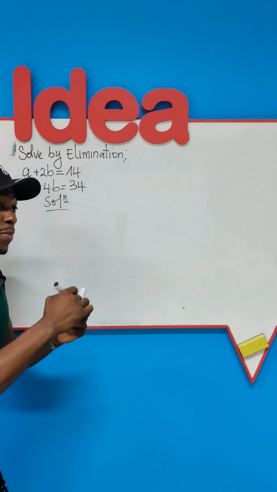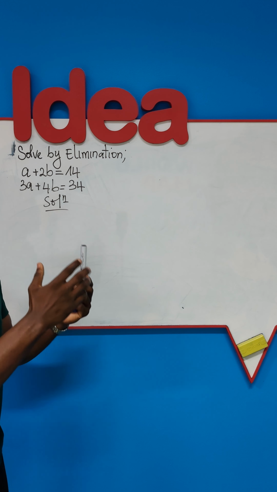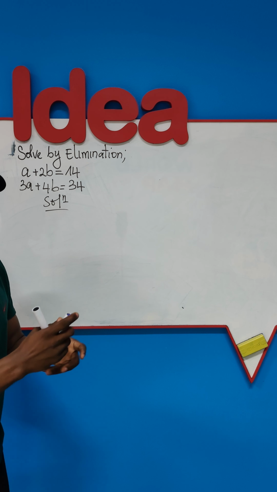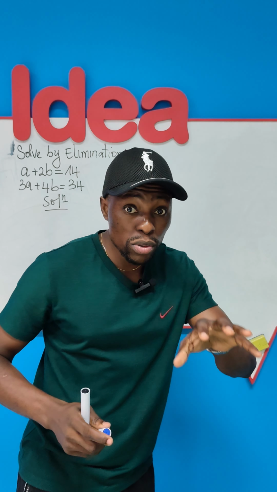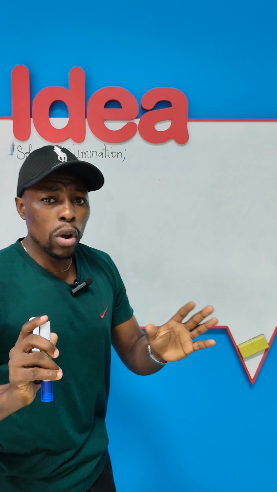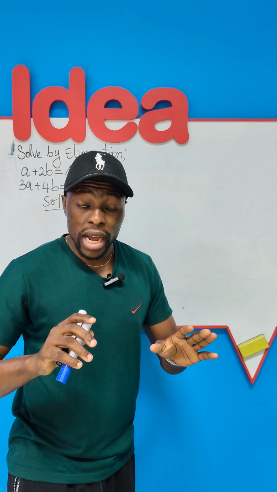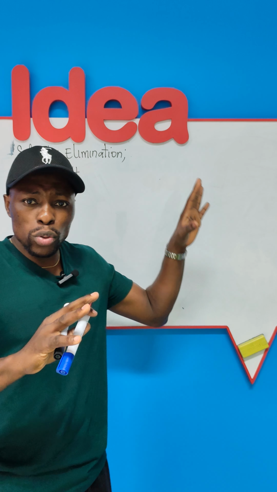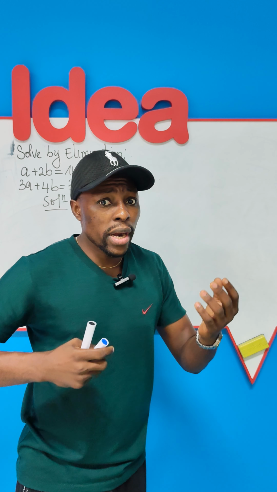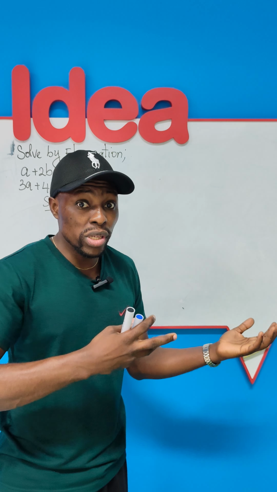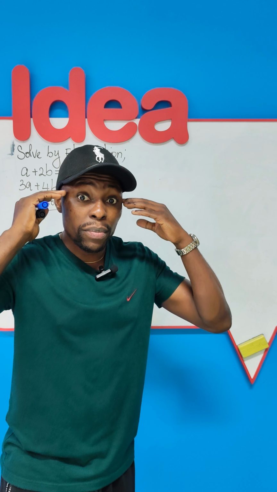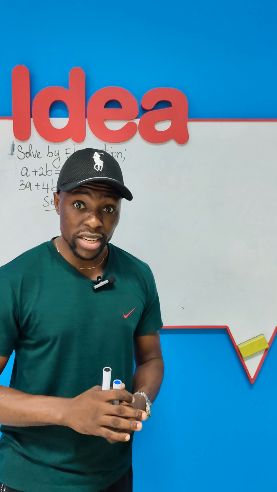I had said it in my previous videos that each time you have simultaneous equations to solve and you're imposed on a particular method, say elimination, don't rush into it, okay? Take your time, kindly observe the two equations to find out if there are any similarities between them. And you have to bear in mind the principle of the elimination method.